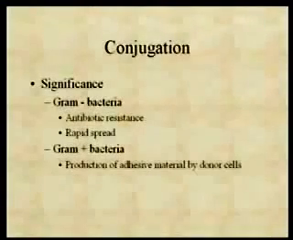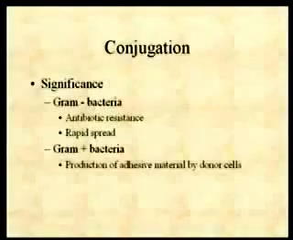All right, so what is the importance of conjugation? Amongst the gram-negative bacteria, this is a very, very common way to transfer genes. In fact, the biggest problem is, of course, the transferring of antibiotic resistance. There are plasmids out there that carry antibiotic resistance genes, and these get transferred very, very efficiently, particularly among the gram-negatives, by this process of conjugation.